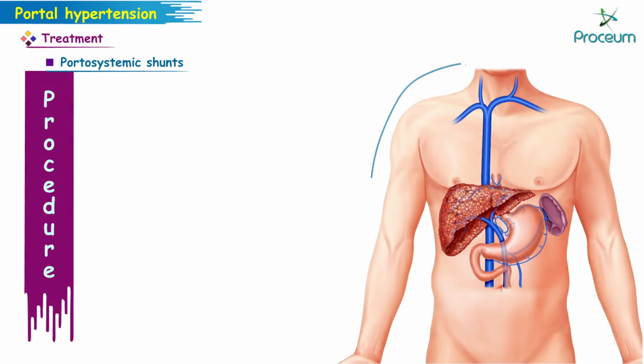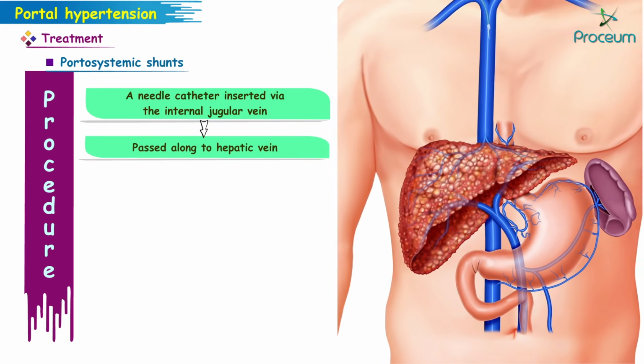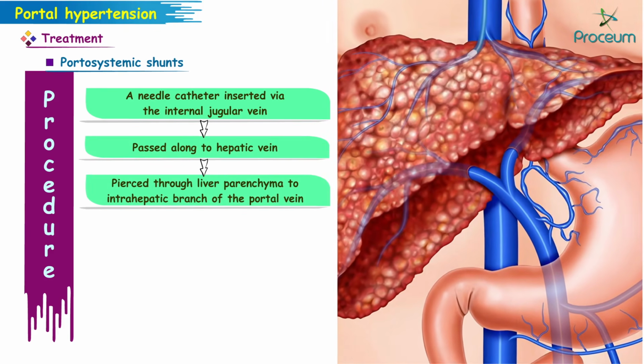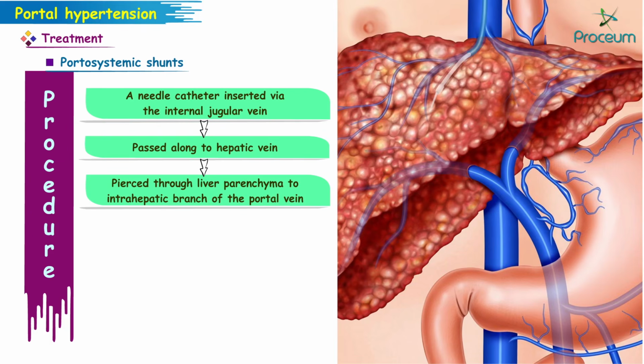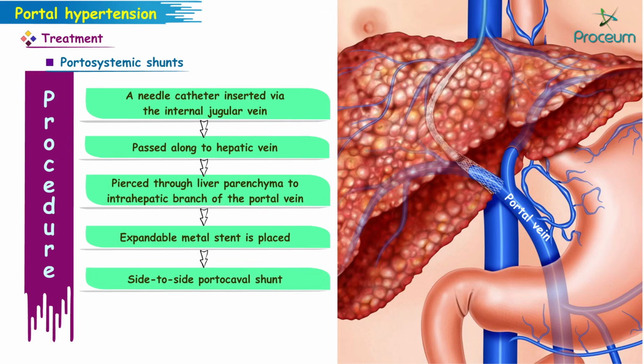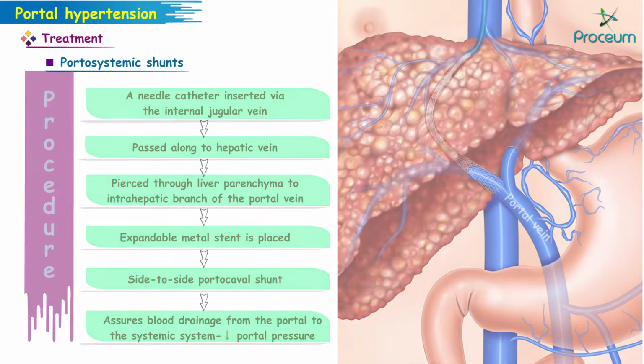Procedure: a needle catheter is inserted via the internal jugular vein and is passed along to the hepatic vein. This catheter is then pierced through the liver parenchyma to the intrahepatic branch of the portal vein. Further, expandable metal stents are placed and the site-to-site portocaval shunt is maintained. This assures blood drainage from the portal to the systemic system, thus lowering the portal pressure.